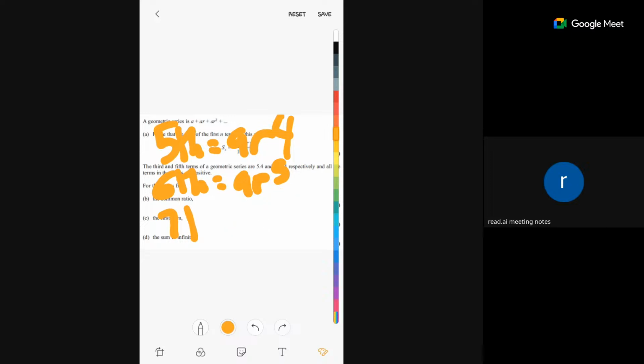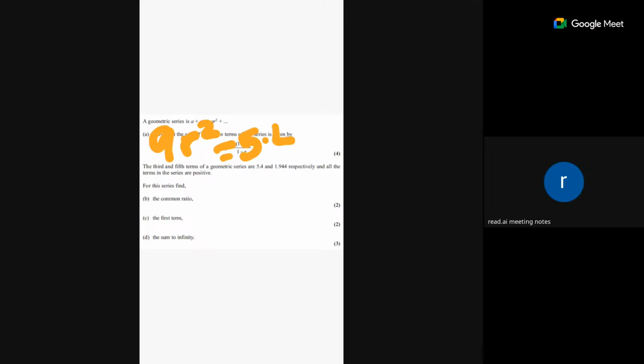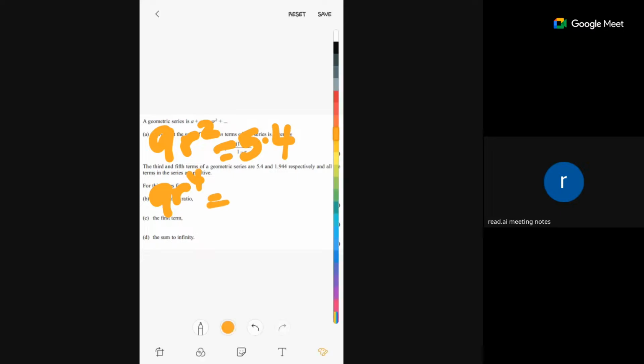So now, coming back to the question. The third term, I know that my third term is ar square, equals 5.4. And the fifth term is ar^4, because they are in geometric progression, that's how I know I'm using ar, equals 1.944 respectively. And the terms in the series are positive.